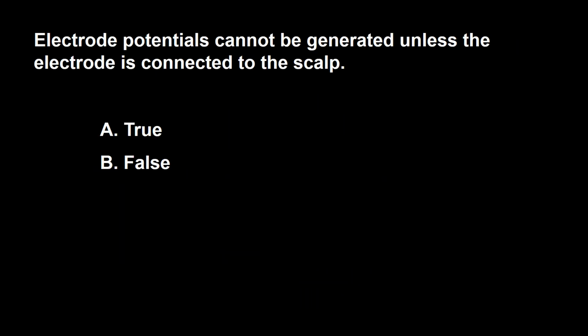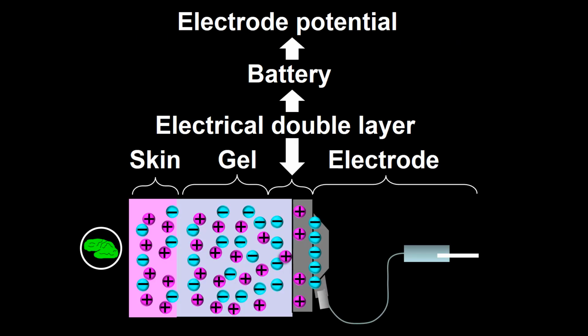Next question, electrode potentials cannot be generated unless the electrode is connected to the scalp. A, true. B, false. This figure has a representation of the brain and the skull. The skull is represented here by the white circle. Then the skin, the gel, and the electrode are represented.